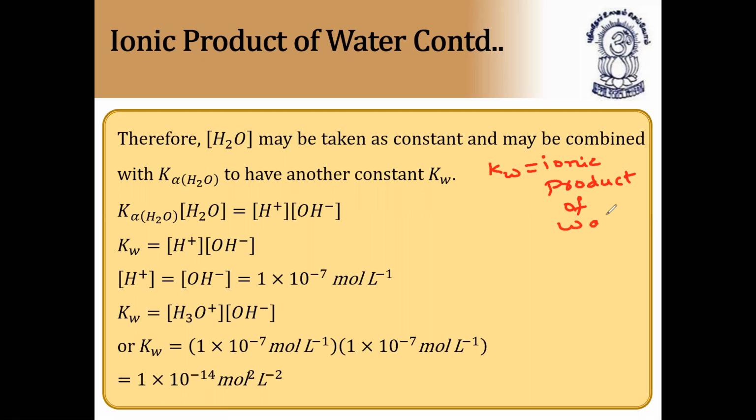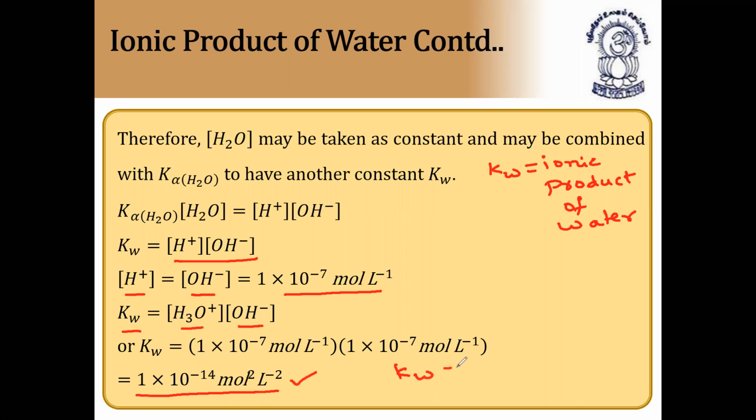This ionic product of water is represented as Ka into H2O, that is, Kw is equal to concentration of H plus into concentration of OH minus. At equilibrium, concentration of H plus is equal to concentration of OH minus, which is equal to 1 into 10 to the power of minus 7 moles per liter. It has been observed. So by this we can say Kw is equal to concentration of H3O plus and OH minus, which is equal to 1 into 10 to the power of minus 14 moles square per liter square. So this value is fixed.